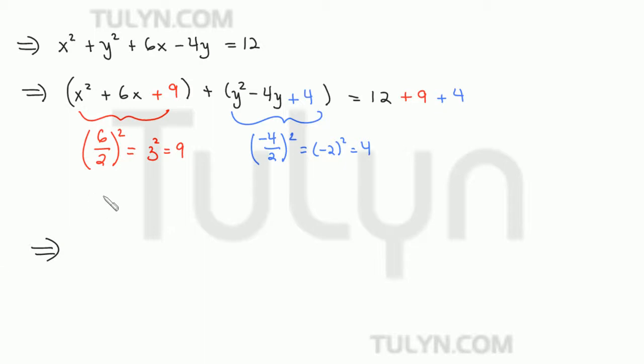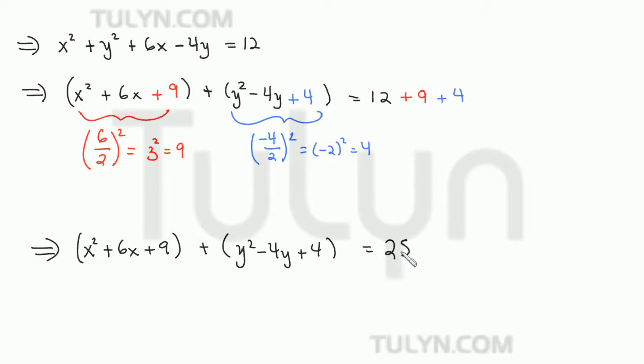So now what does our equation look like? This is x squared plus 6x plus 9. I'm going to keep my parentheses, even though I'm just adding these two together. And then y squared minus 4y plus 4 is equal to 12 plus 9 plus 4, that's 12 plus 13, which is 25.